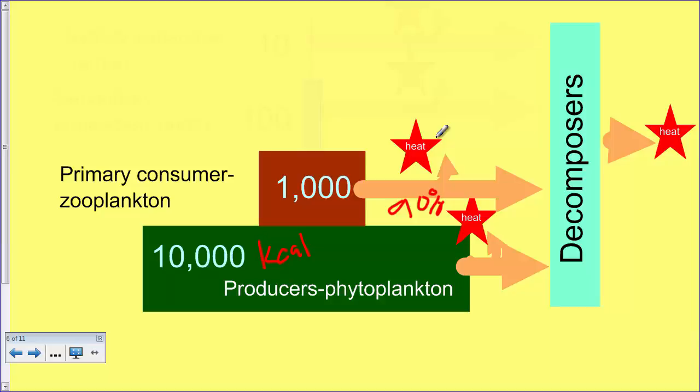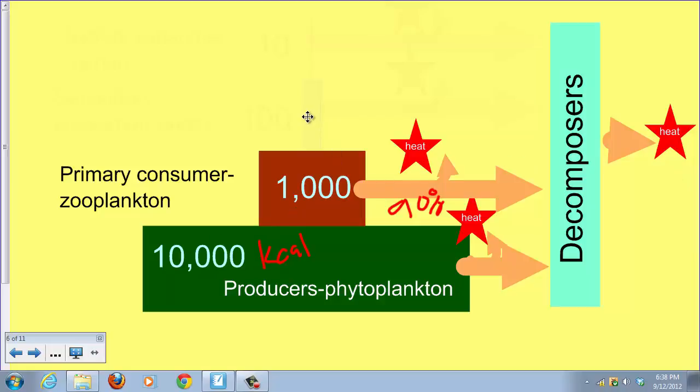It was a high quality form of energy, and some of it is still high quality, this 1,000, but most of it went off into heat in the process of consuming, and some of it went to the decomposers. And of course the decomposers are using energy too, but they're losing a lot of their energy to heat as well. Okay, so 90%.